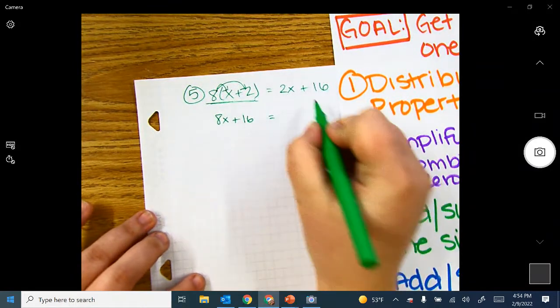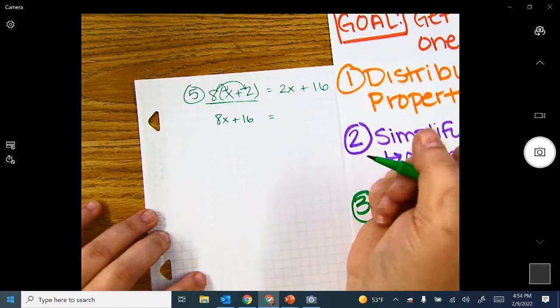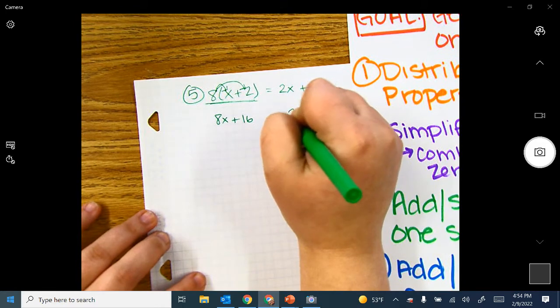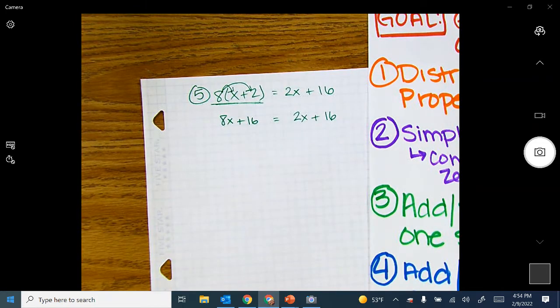Now I have nothing to distribute on the right. Wow, it's been a long day, guys. Okay, so there's nothing to distribute over there. So I still just have 2x plus 16.